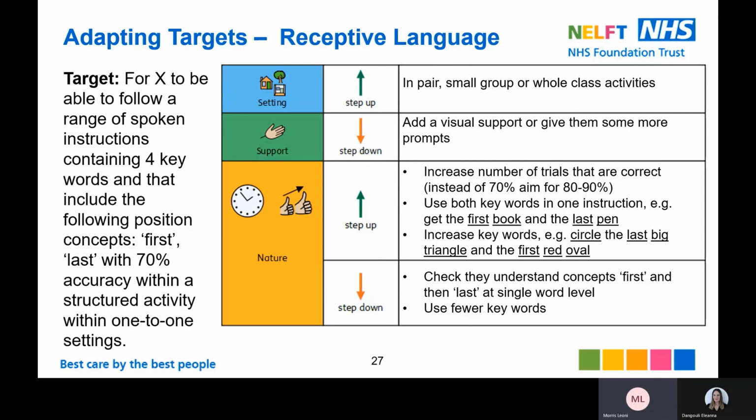You could use both keywords in one instruction, so get the first book and the last pen. You could increase the number of keywords, circle the last big triangle and the first red oval. And to step down, you could check they understand concepts first and then last at a single word level, and you could use fewer keywords.